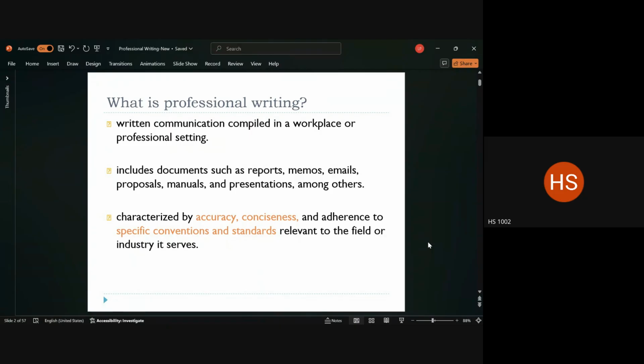So this is the umbrella term, right? What more can be included under professional writing? More commonly, that is available to us. Look at the second point: memos, proposals, manuals, presentations. So these are all examples of professional writing. What are they specifically? Do you know a branch of writing called business writing? Anybody aware of this?